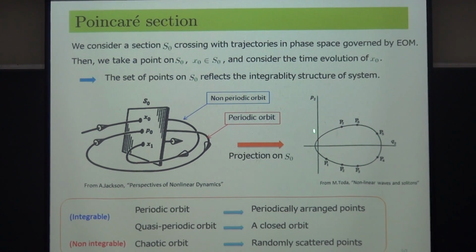the picture drawn on S0 is a periodically arranged orbit, or in the case of closed periodic orbits, a closed orbit is drawn. However, if the system is non-integrable and features chaotic motion, then on S0, randomly scattered points are drawn. So we can see whether the system is chaotic or not from a low-dimensional picture.